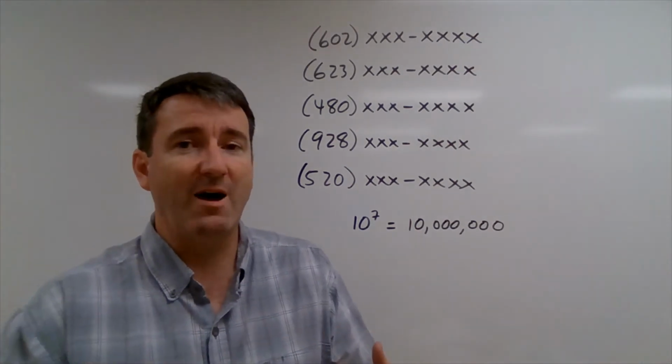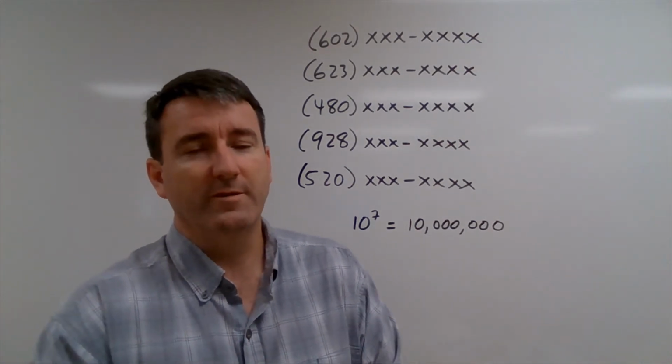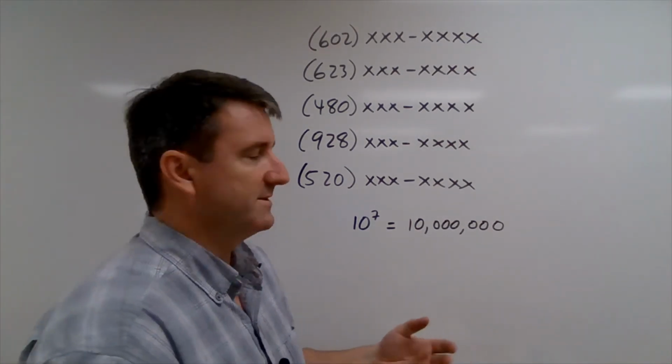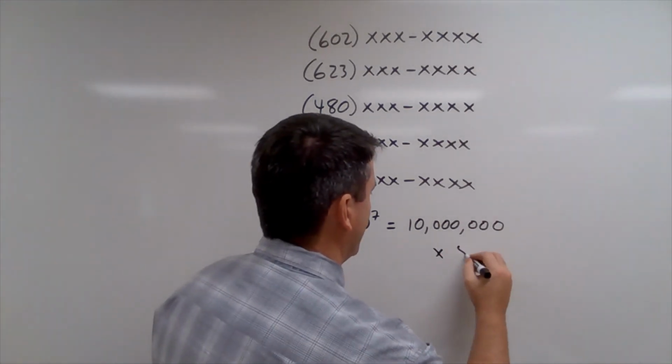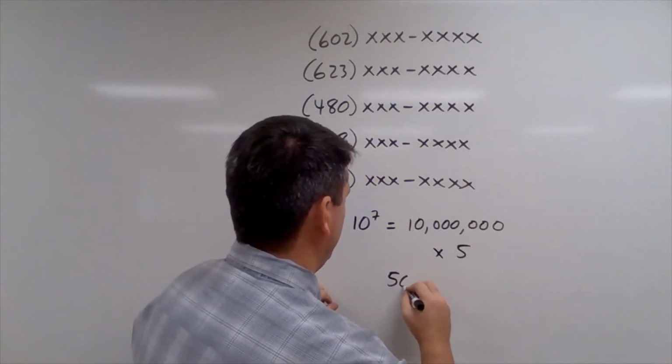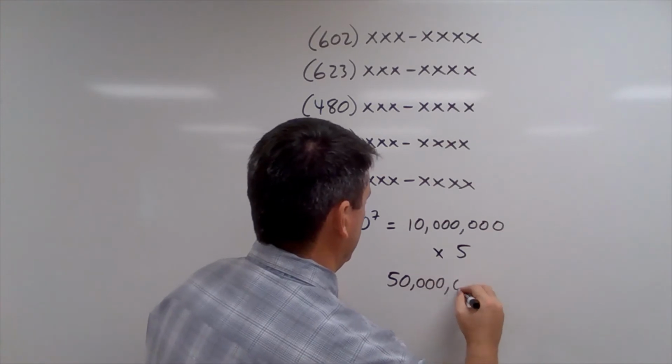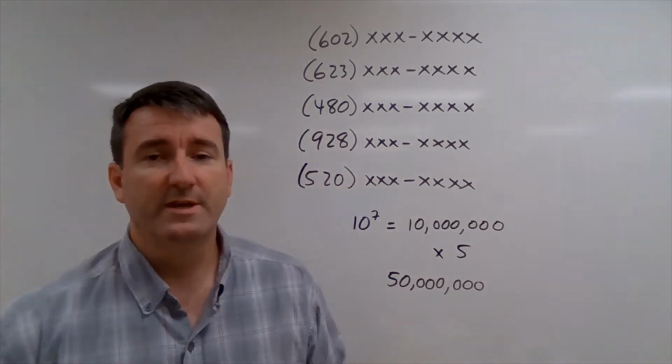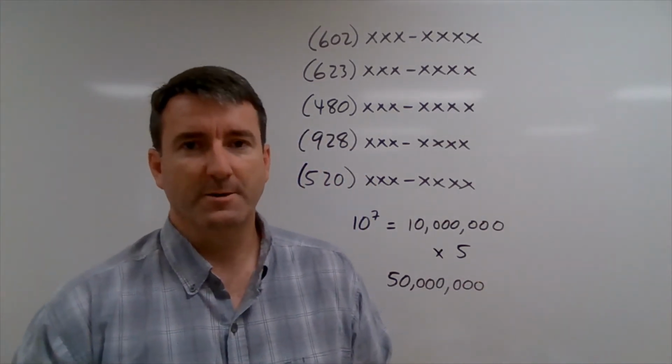And so to figure out the total number of phone numbers available in Arizona, we just need to multiply this times 5. So we have a total of 50 million different phone numbers that are available in the state of Arizona.